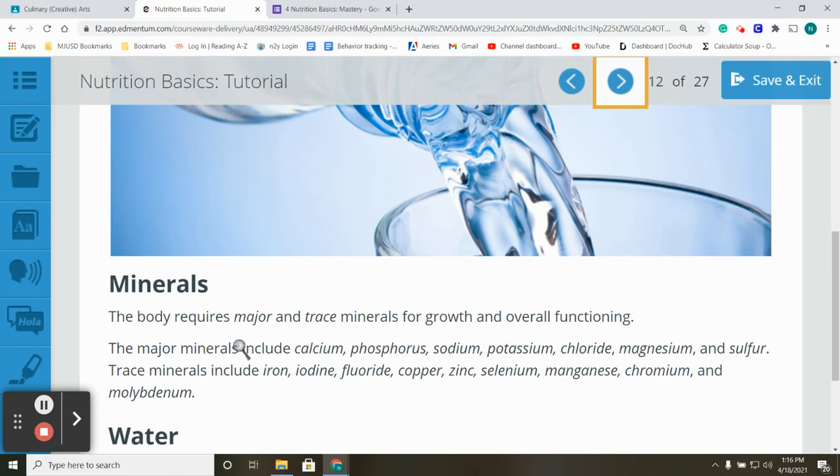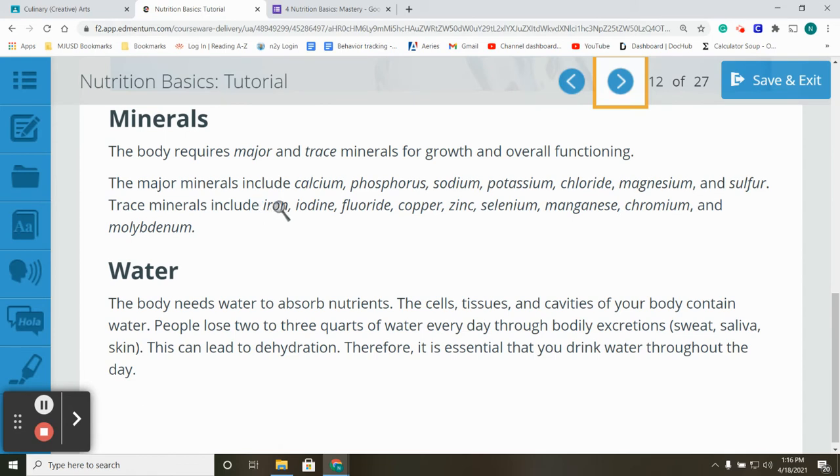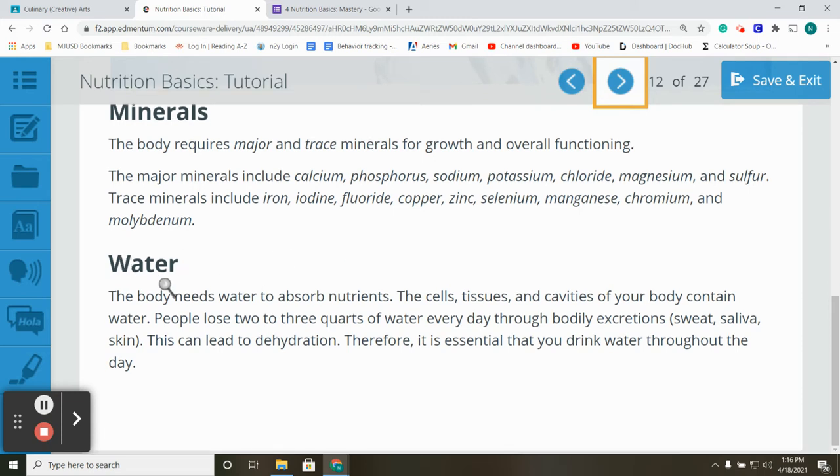Minerals. The body requires major and trace minerals for growth and overall functioning. The major minerals include calcium, phosphorus, sodium, potassium, chloride, magnesium, and sulfur. Trace minerals include iron, iodine, fluoride, copper, zinc, selenium, manganese, chromium, and molybdenum.